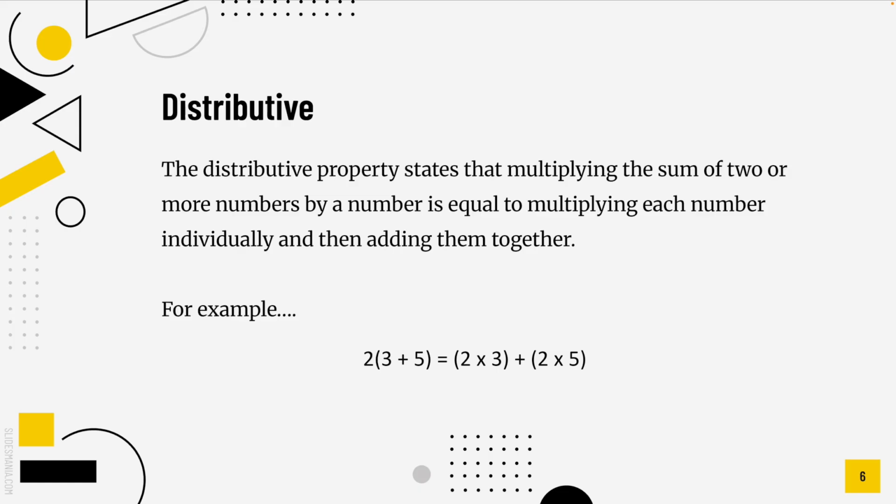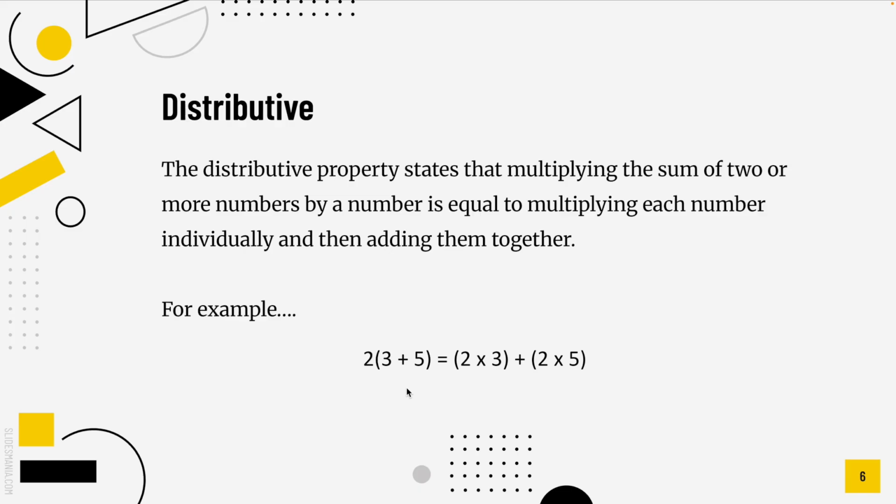The distributive property states that multiplying the sum of 2 or more numbers is the same as multiplying each number individually and adding them together. So for example, if I have 2 times the bracket 3 plus 5, I can do 3 plus 5 and times it by 2, or I can do 2 times 3 plus 2 times 5, and I'll get the same answer. So I can multiply the 2 through the bracket.